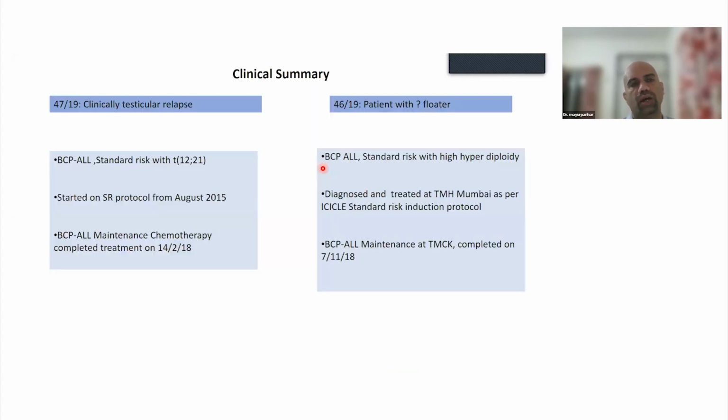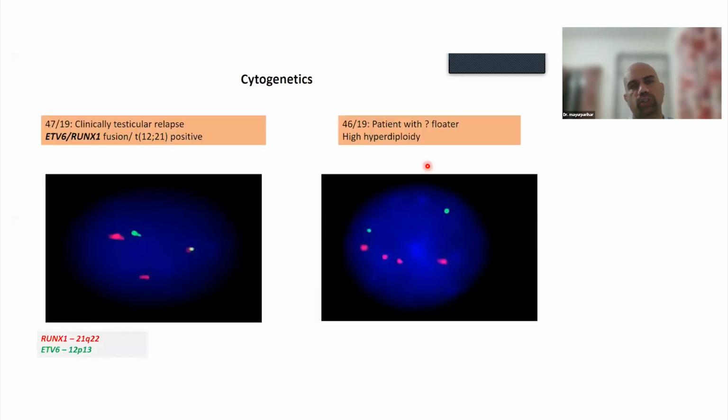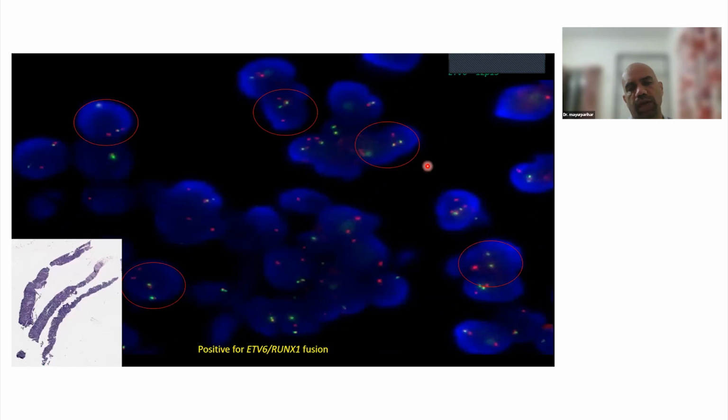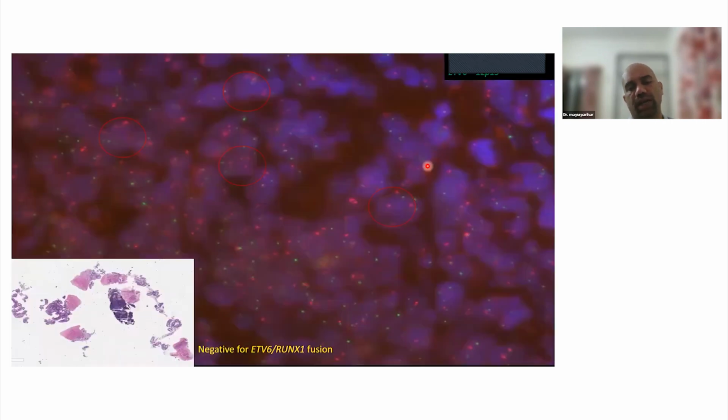So what we did was, the one which was clinically testicular had a t(12;21). The one where we suspected a floater was a high hyperdiploidy. We did FISH using the ETV6-RUNX1 probe, and we showed that both of these cases were actually relapses. There was no floater problem, and we were able to sort this out. So with this, I have completed my talk for today.